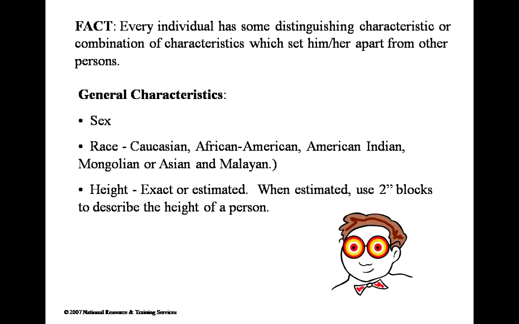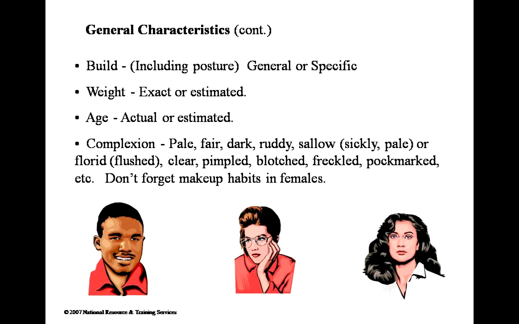Some of the general characteristics are sex, race, Caucasian, African American, American Indian, Mongolian, Asian, Malayan, height, exact or estimated. When estimated, use 2-inch blocks to describe the height of a person. Continuing with general characteristics, a person's build. Heavy, slim, medium build. Include posture. Are they hunchback? Do they stand straight? General or specific.